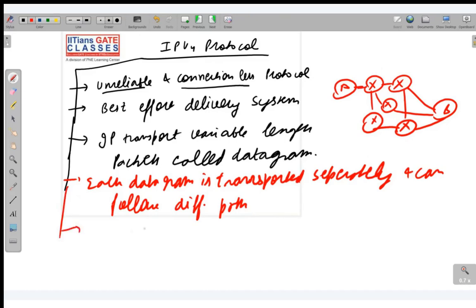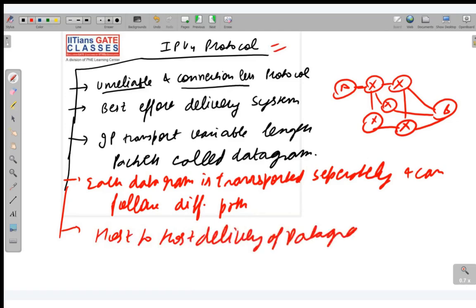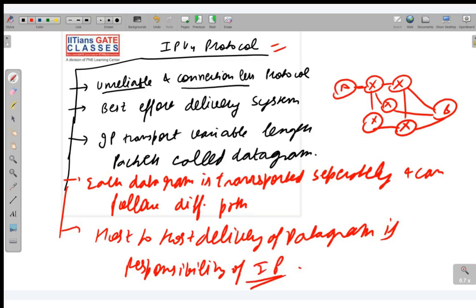And what is the responsibility of IP? Host to host delivery of datagrams is the responsibility of IP. Okay, so these are very important points, that's why I have written them. Take the snapshot, I will jump to the next slide.